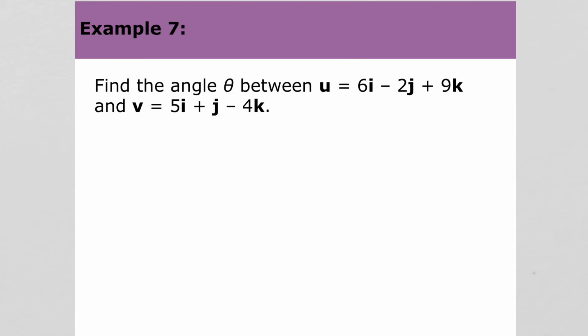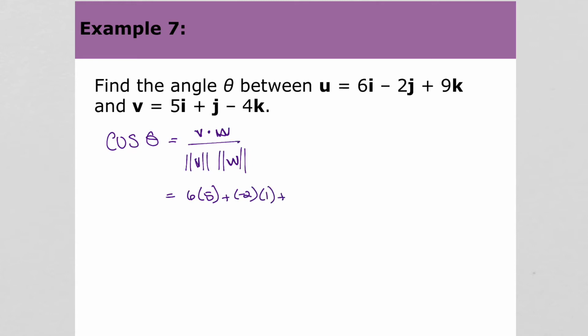Then first, let's see, so cosine of theta is V dot W over the magnitude of V times the magnitude of W. V dot W would be 6 times 5 plus negative 2 times 1 plus 9 times negative 4.